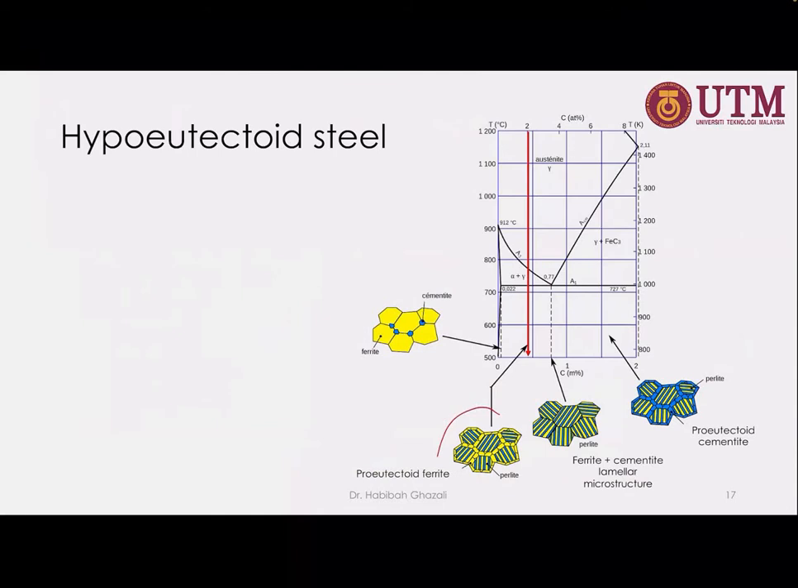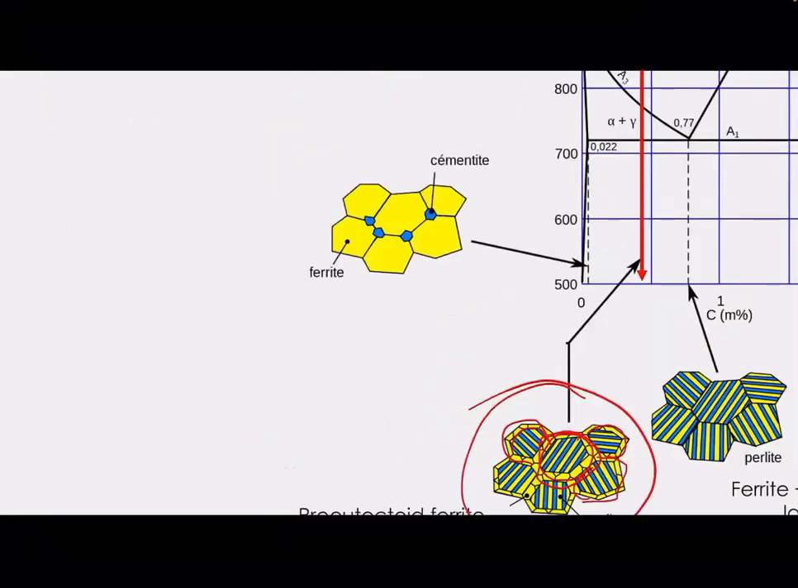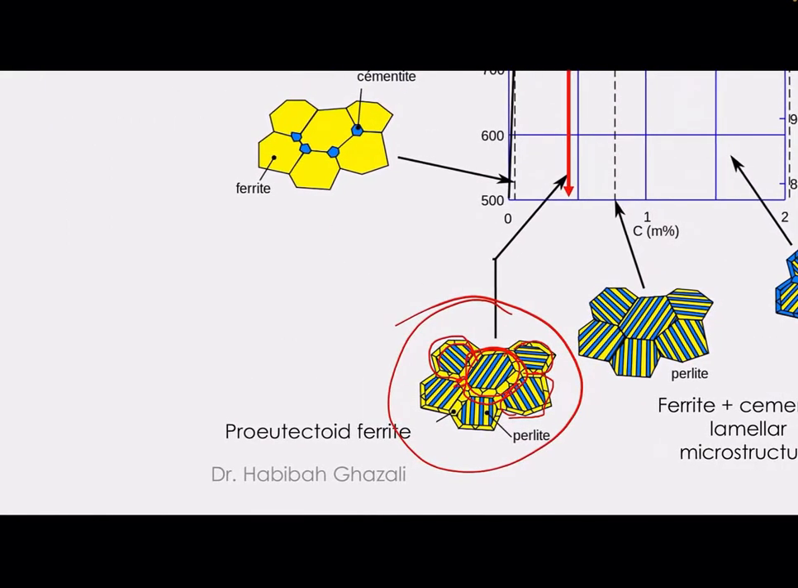That's the reason for pro-eutectoid hypoeutectoid steel. You can see that the ferrite, the white-yellow region, forming at the grain boundary. This is the initial transformation from austenite. The grain boundary is already occupied with pro-eutectoid ferrite. This is the first transformation from austenite, and then the remaining austenite will form pearlite.